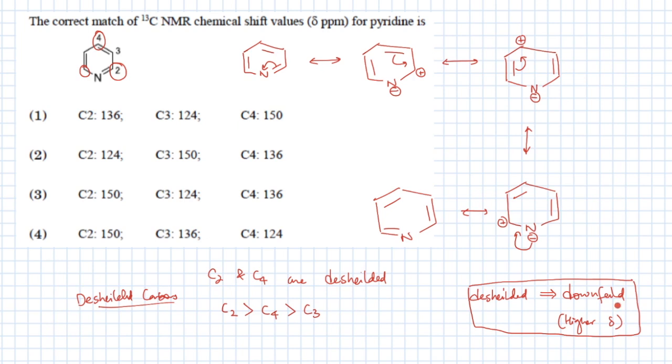Now de-shielded means downfield. So if I write down the order of chemical shift, the one which is most de-shielded will have the highest delta, right? So C2 will have the highest delta, then C4, and the least delta value will be for C3. In the same way, you can go through the options and check. Option number 3 is the one where C2 is highest in chemical shift, then C4, and C3 is lowest. So option 3 becomes your correct answer. It is very simple to approach NMR questions like this.